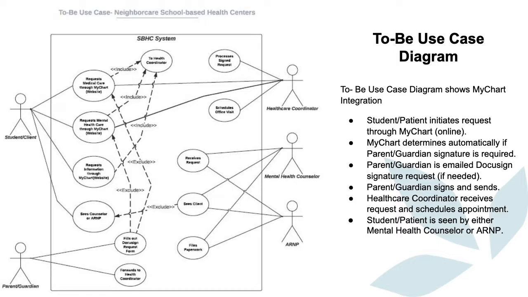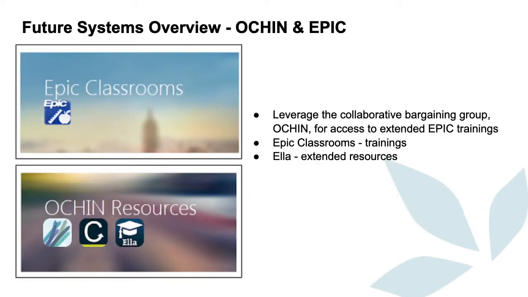Thank you. So now looking at the future state system of Ocean and Epic. Through NeighborCare leveraging that collaborative bargaining group, Ocean, they could access extended Epic training such as Epic Classrooms, which provides more trainings for providers and HCCs on how to be more efficient and use different features from Epic, as well as Ella, which is extended resources on how to read charts and how to better chart. And we suggest that NeighborCare uses this. I'm now going to hand it off to Amal.